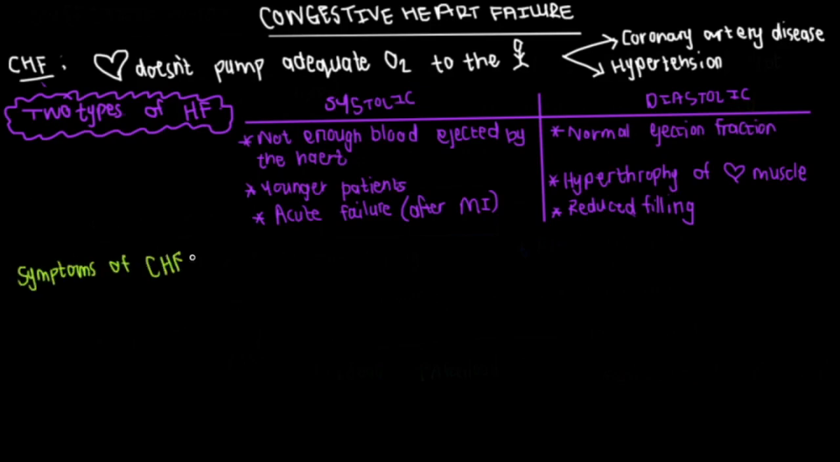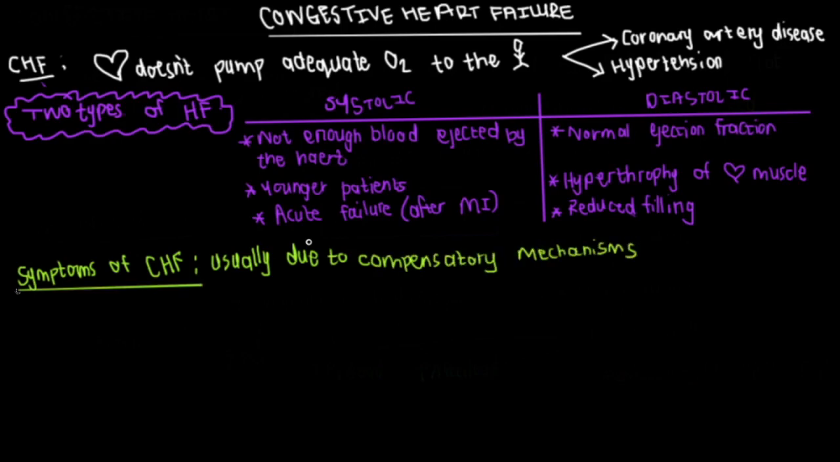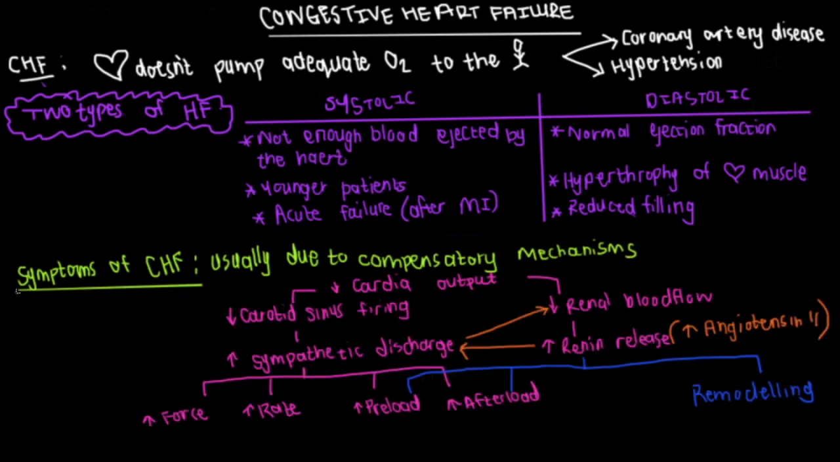These symptoms happen due to compensatory responses of the body. Firstly, you're going to have a decrease in cardiac output. If we look at the left-hand side, this is going to lead to decreased carotid sinus firing, which in turn is going to increase sympathetic discharge. And when sympathetic discharge is increased, it's going to lead to increased force, increased heart rate, increased preload, and increased afterload.